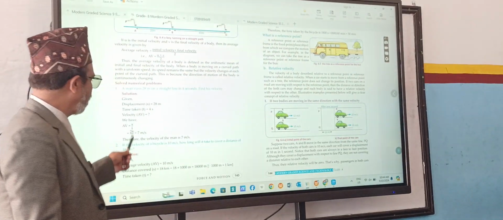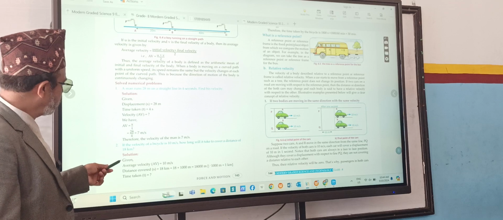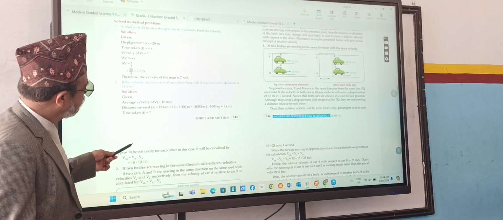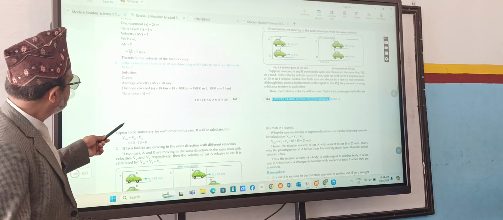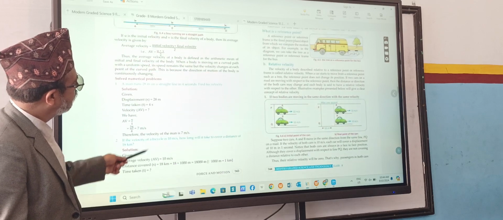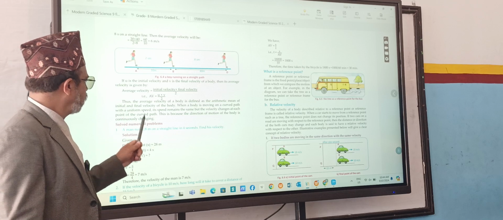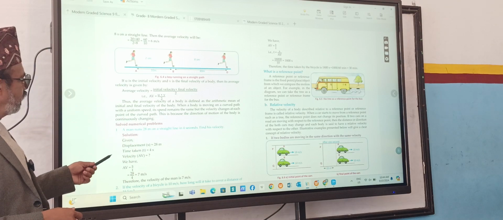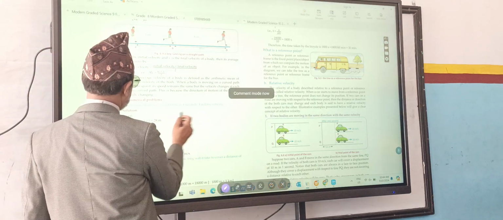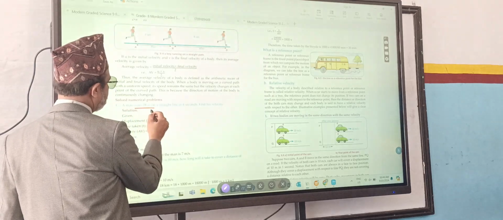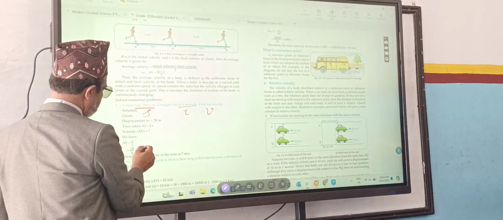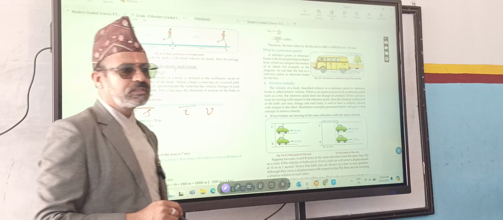So here is one numerical problem. How many numerical problems are here? Only two numerical problems are there. What are they? One man runs 20 meters. Okay, read the question. Man runs 20 meter on a straight line. Find velocity. What is this 20 meter? S. What is this? Time taken. What is the formula? S by T. It's very simple, isn't it?